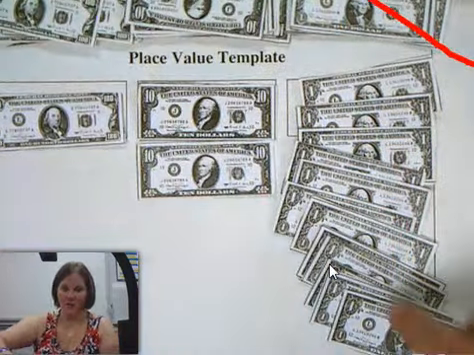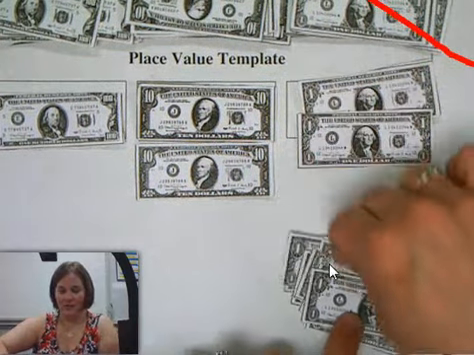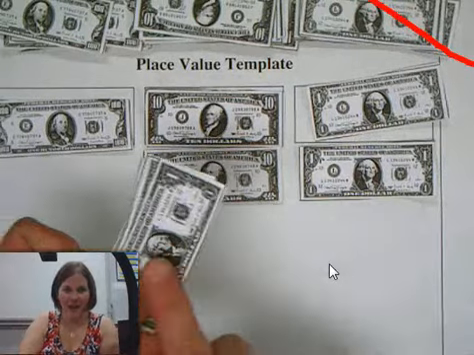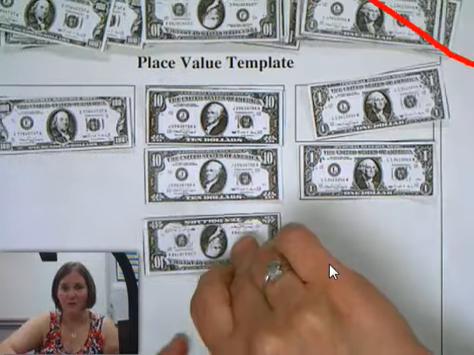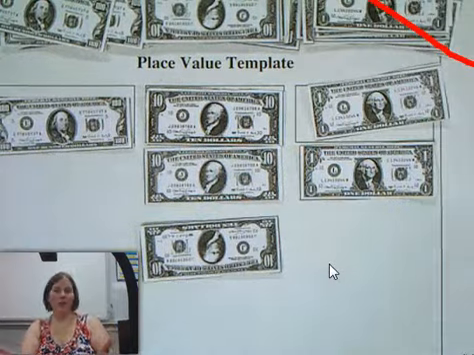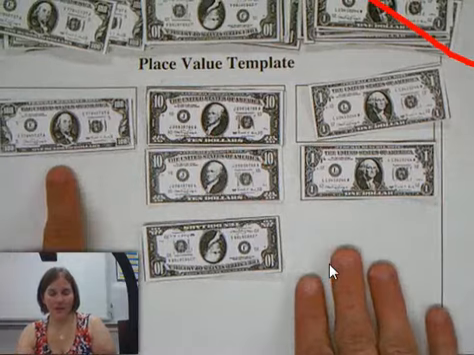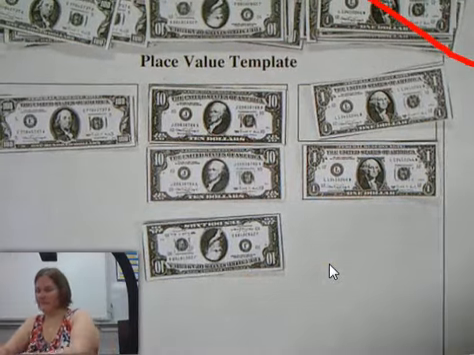Now I also have 12 $1 bills. I'm going to take 10 of them, so I'm leaving 2 behind. And I'm going to take these 10 and I'm going to trade them for 1 $10 bill. So now I'm putting another one down there. Now my board looks a lot more organized and easier to tell how much money we have. I have 100, I have 3 tens, and I have 2 ones.